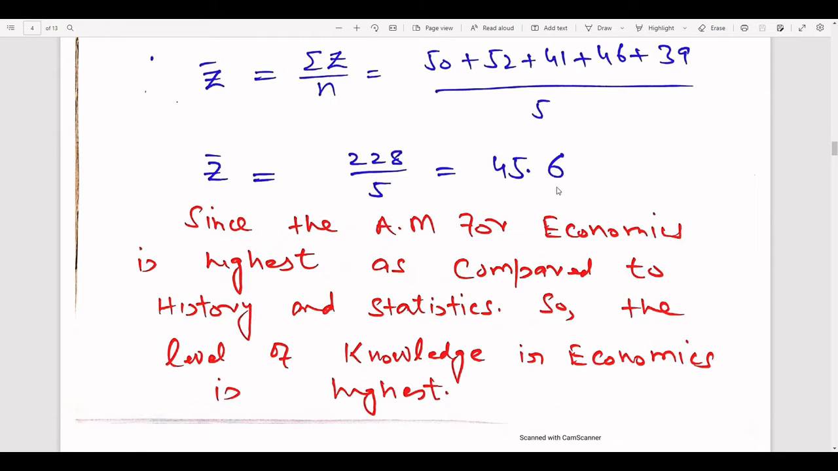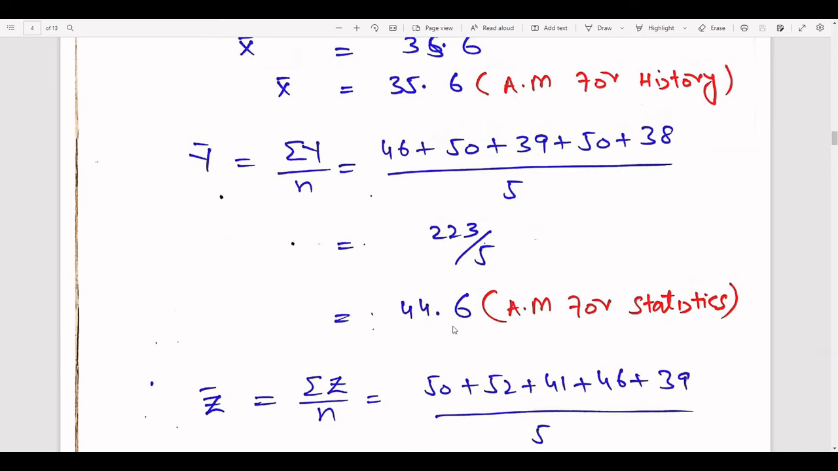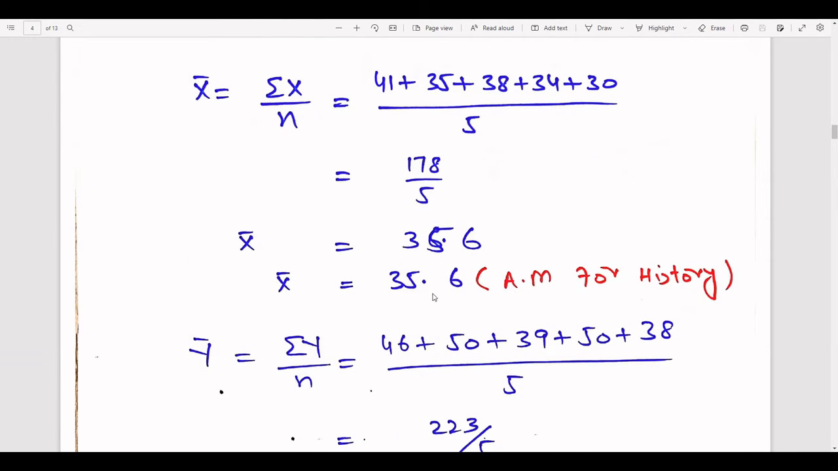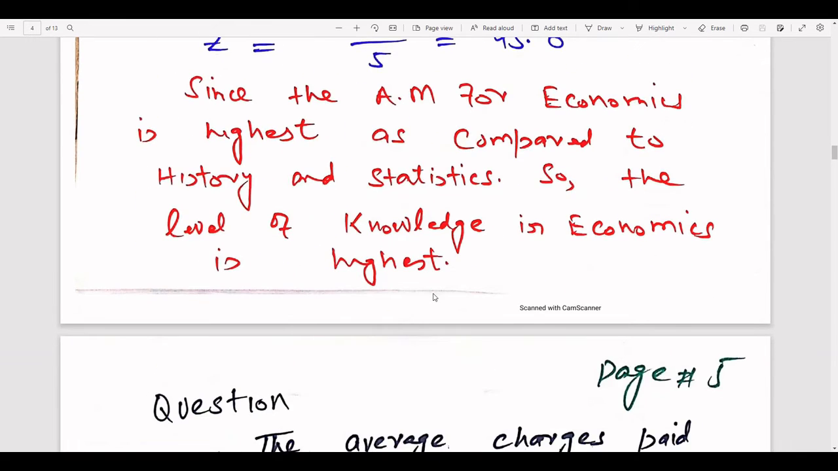So you can see economics mean is higher as compared to statistics mean and history mean. So we can say that since the arithmetic mean for economics is highest as compared to history and statistics, the level of knowledge in economics is the highest. So we can solve this by using the arithmetic mean.